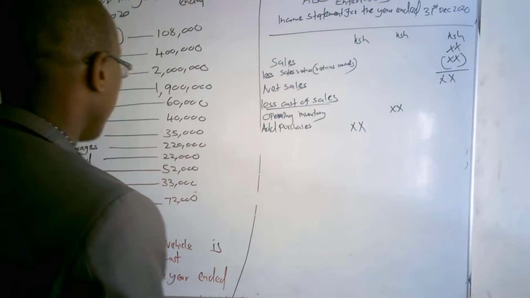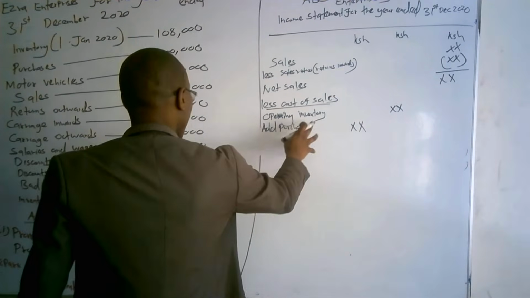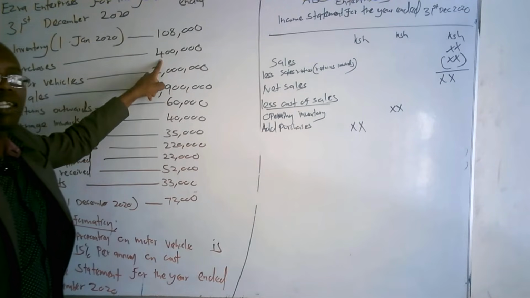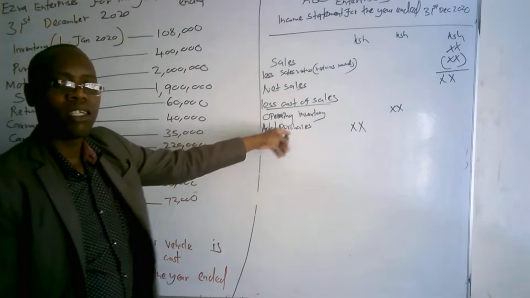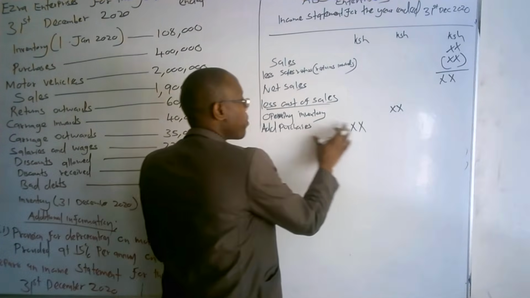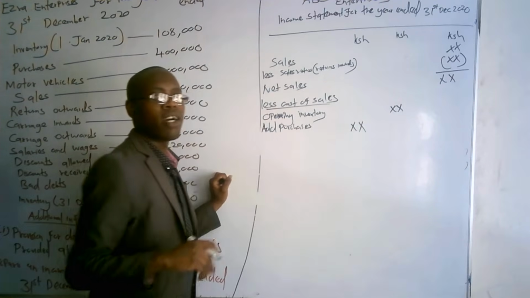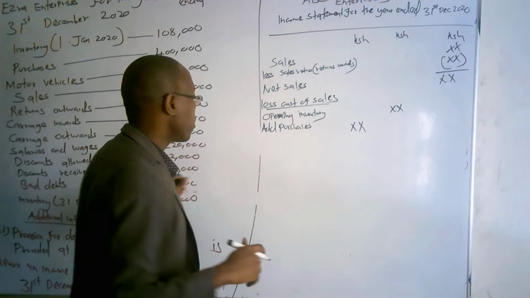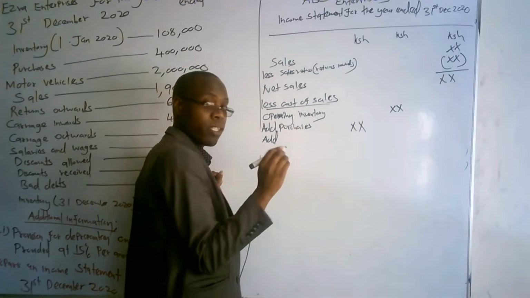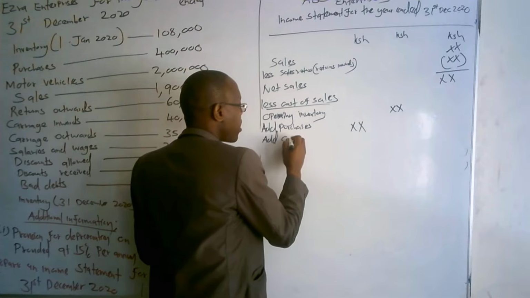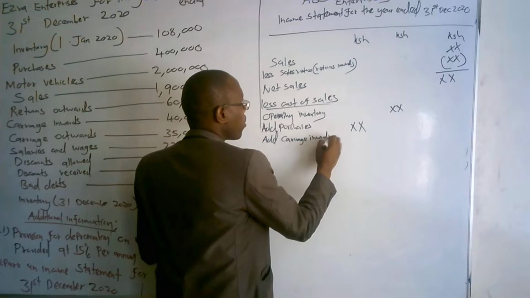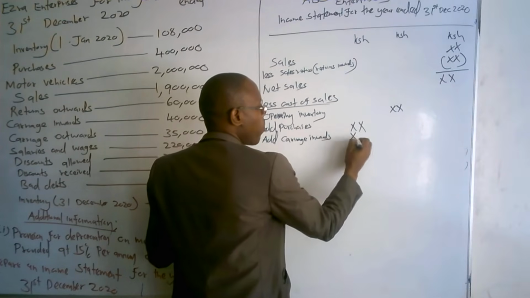So what can we do there? After adding the purchases figure, so for example, you can see purchases was 400,000. So that 400,000 is what you are going to have here. So let us make that particular adjustment on purchases until we arrive at our net purchases. So we are going to add the carriage inwards on the purchases. So we add carriage inwards. So the carriage inwards will be added on the purchases.